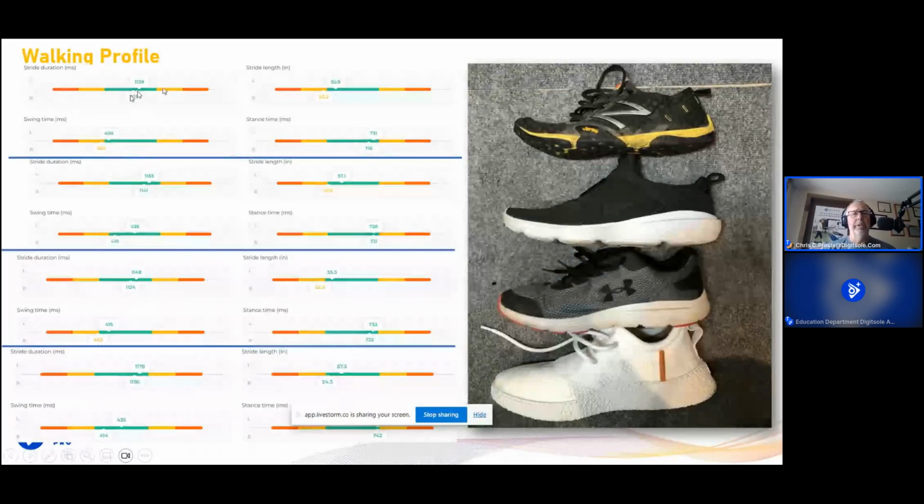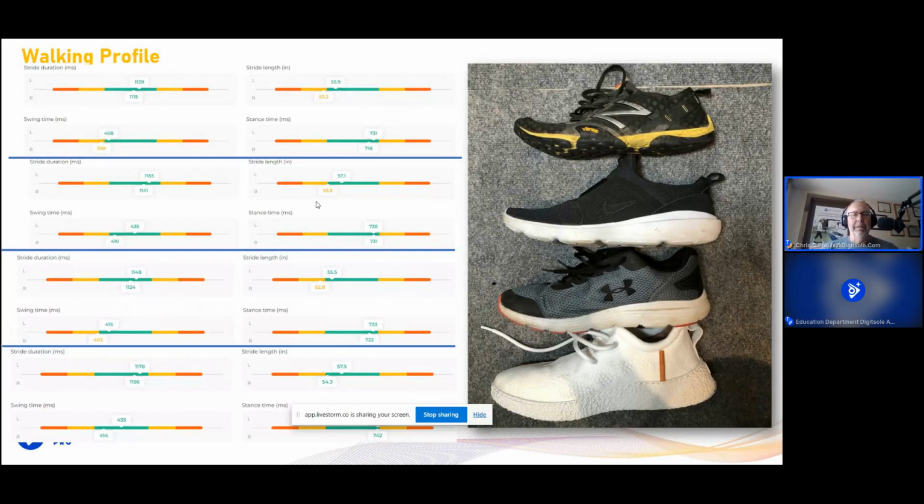So the stride duration and the stride length especially shows a little bit short on these, and you can start to see this difference. I usually have about a 3 to 4 inch difference, between 8 and 10 centimeter difference in my stride length. I have some issues with my feet, and I'll talk a little bit more about that in a moment.